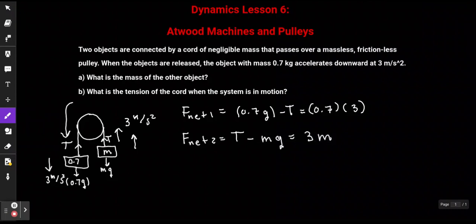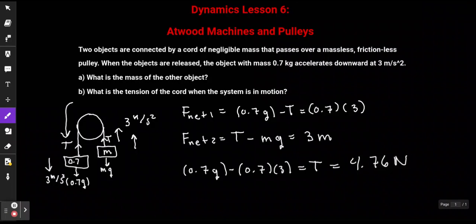From Fnet1, we can solve for the tension by moving over the tension and having 0.7g minus 0.7 times 3 equal to T. And let's plug this into our calculator. 0.7 times 9.8 minus 0.7 times 3 gives us a tension of 4.76 newtons. And as you notice, we kind of solved for B first instead of A.